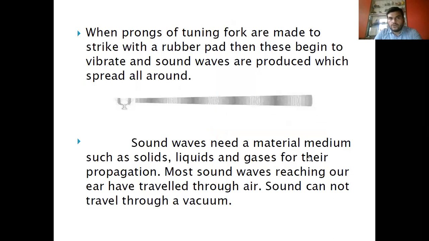Now, when the prongs of a tuning fork are struck with a rubber pad, they begin to vibrate and sound waves are produced which spread all around. These sound waves need a material medium such as solid, liquid, or gas for their propagation. Propagation refers to the traveling of sound from one place to another. Most of these sounds reach our ears.